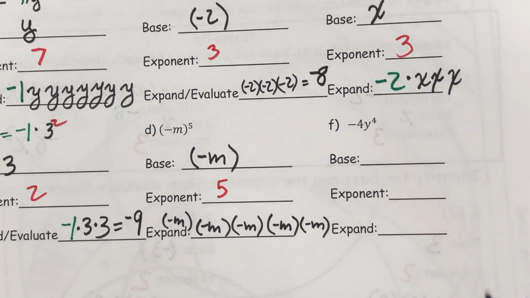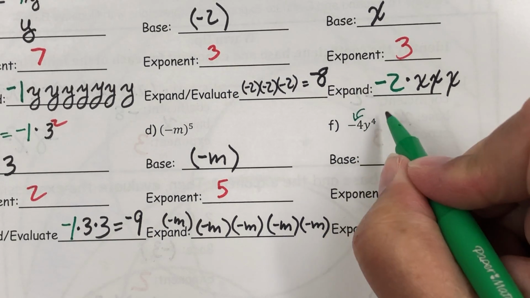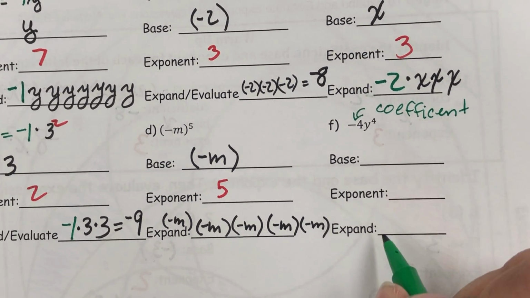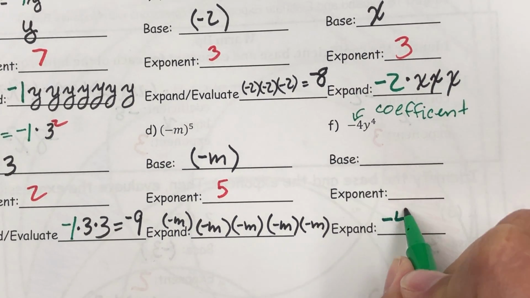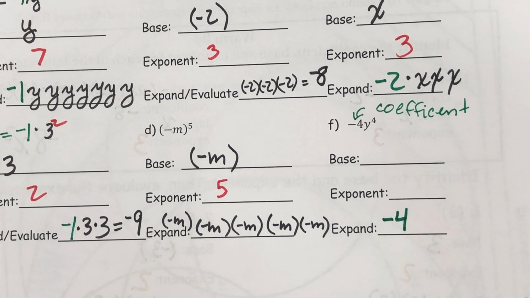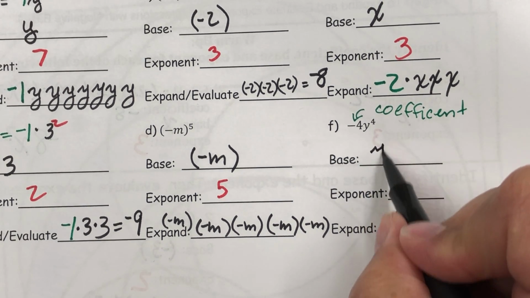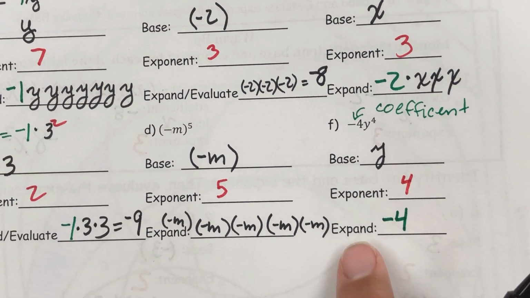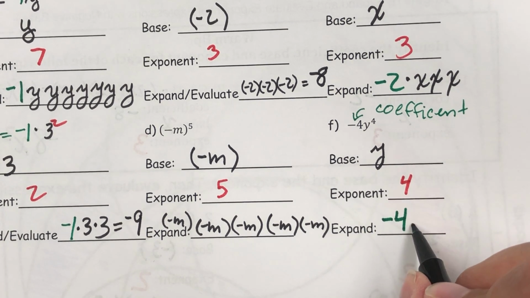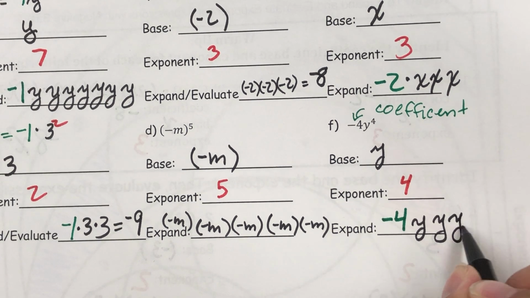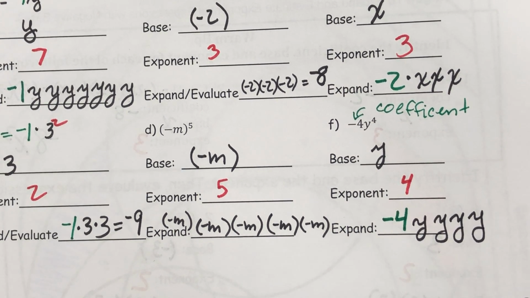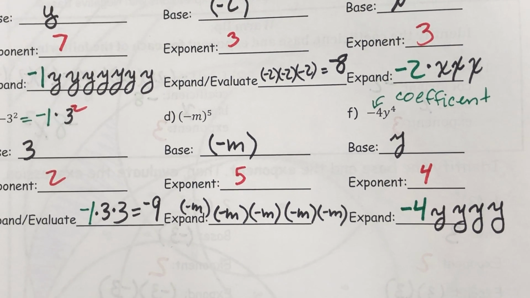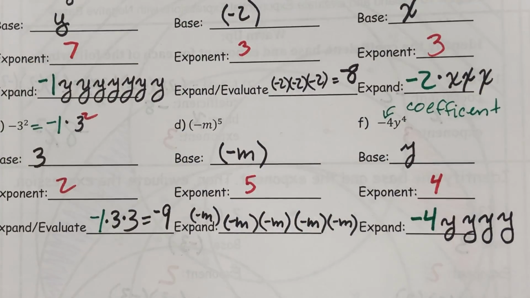For this one, it's like the one above it. The -4, again, this -4 here is a coefficient. And I'm not going to use that until I get down to the expand part. -4 is my coefficient. I multiply it on the end. My base is y, and my exponent is 4. So when I write this out, it's -4 times y times y times y times y. 4 y's. Stop the video and do 1 and 2 on the bottom. So use this to help you, but do those problems.